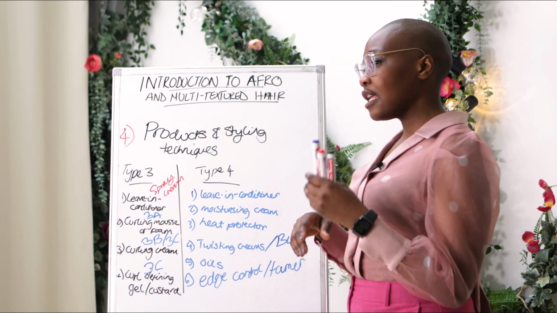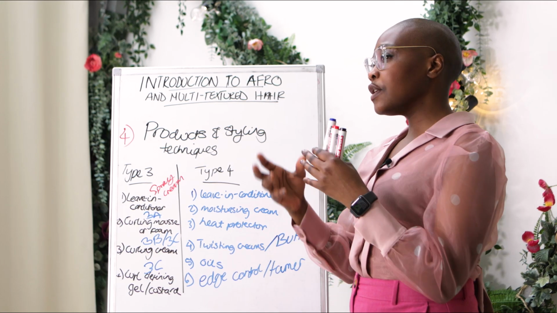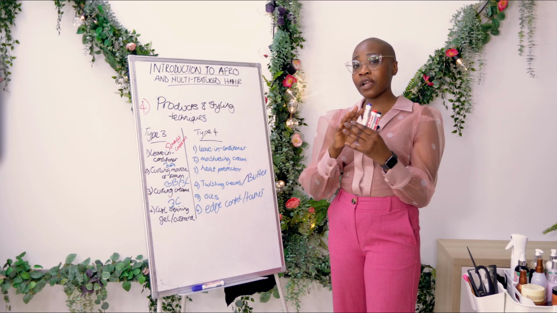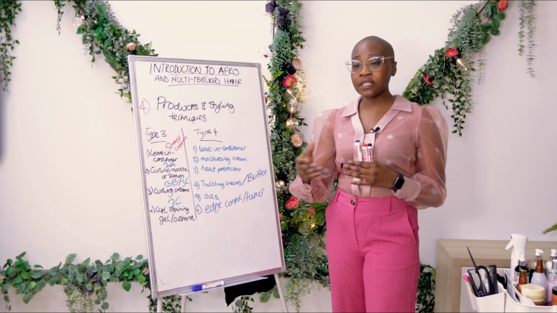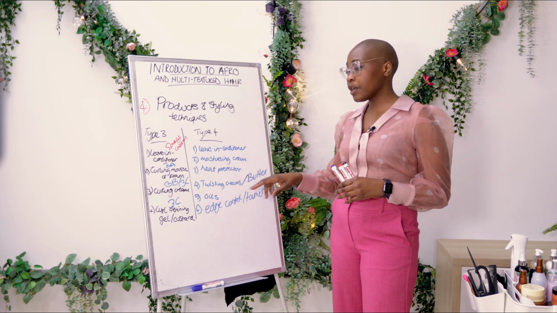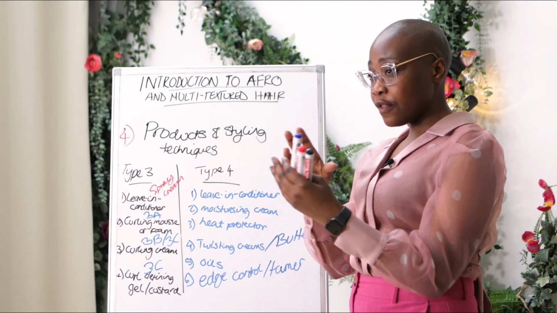So when we're doing things like flat twisting, single twisting, or creating bantu knots, we're doing those techniques as a style on their own, but also as a way to arrive at a different style that we want to see in the hair. For that reason, we have to use specific creams. This is where you have your twisting creams or your twisting butter. This is what you'll find on the actual packaging.